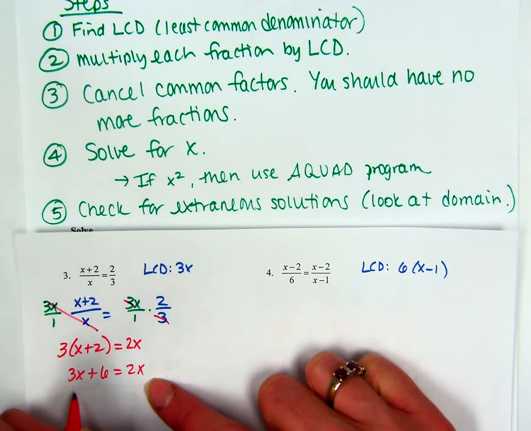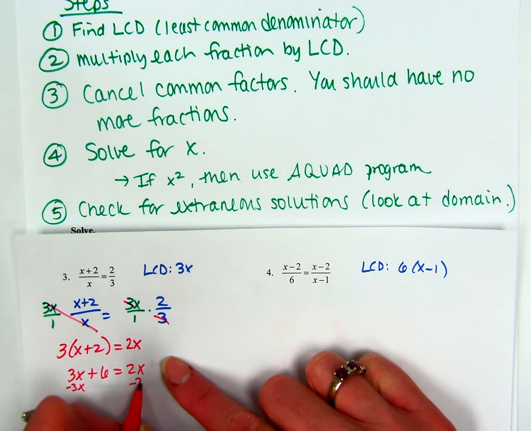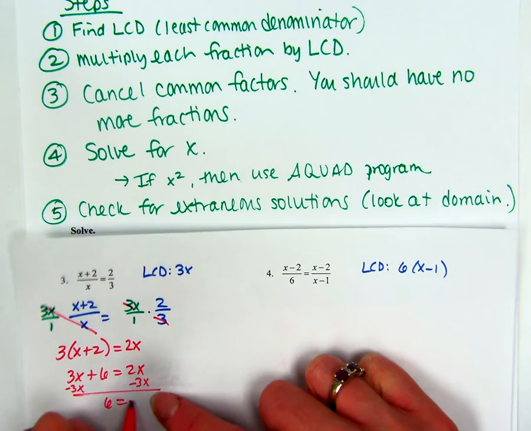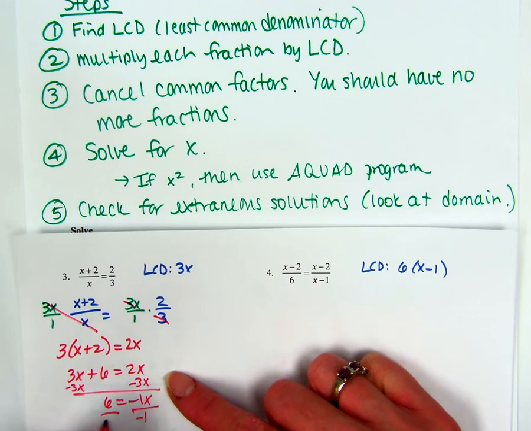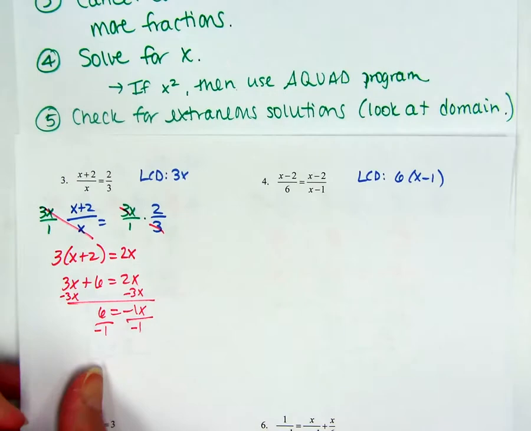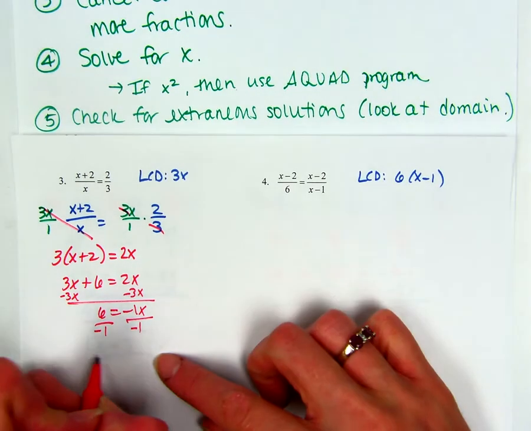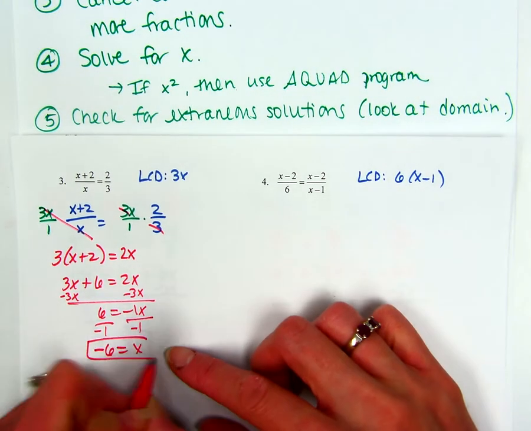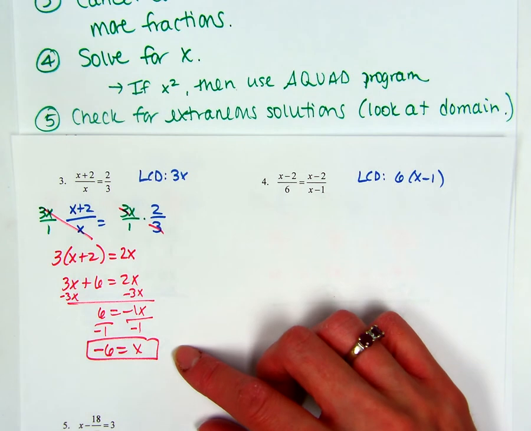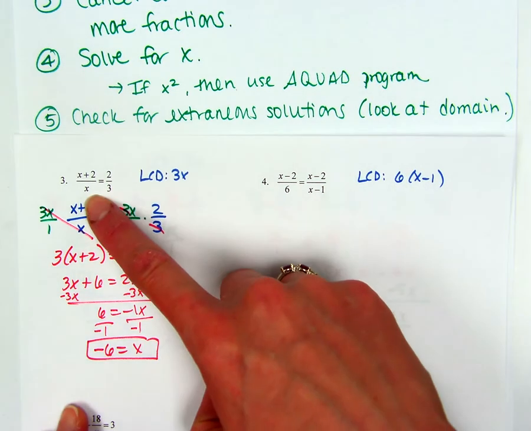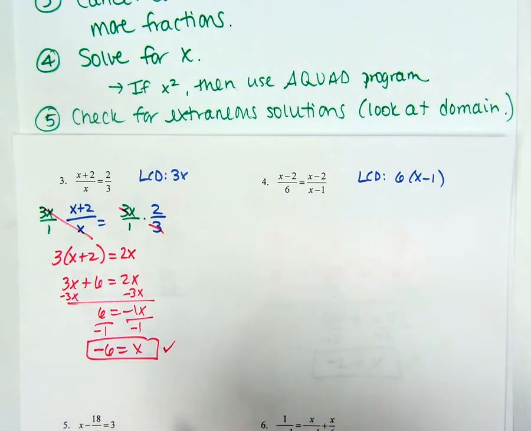Then you guys should know how to solve from here. So if I subtract 3x, I'm left with 6 equals negative x. Divide by negative 1. I have negative 6 equals x. All right, so again, just double check. If I put negative 6 in the denominator, it doesn't make it 0, so I'm good.